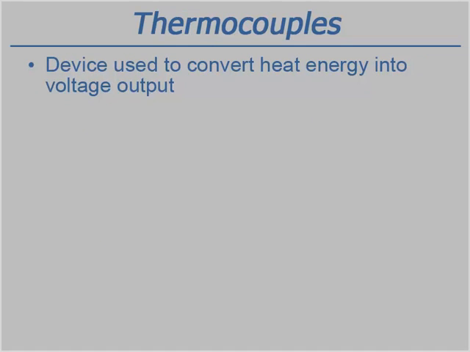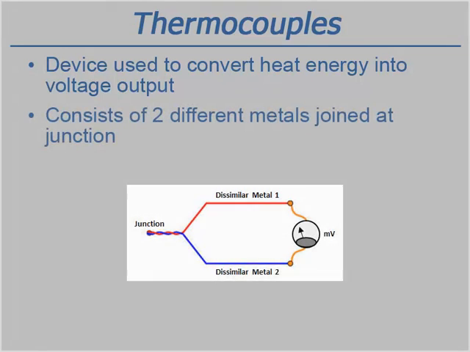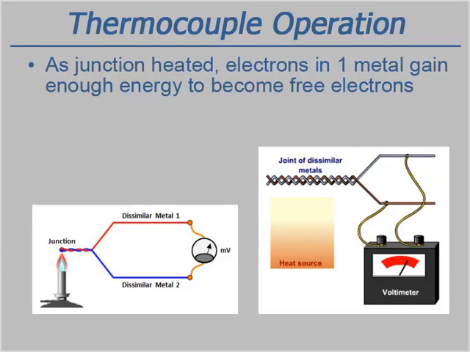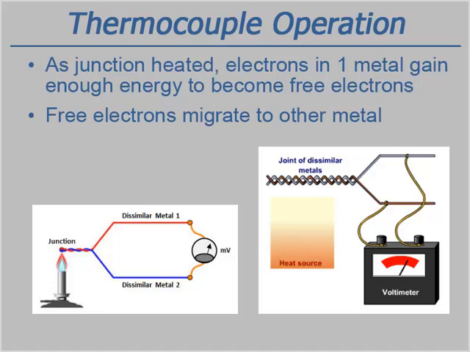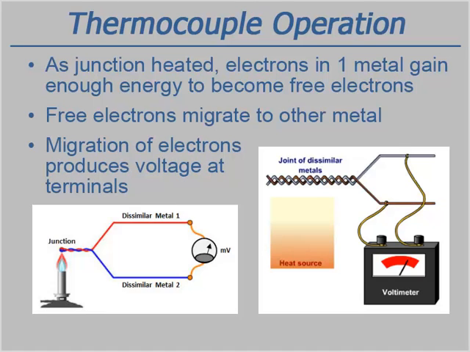A thermocouple is a device used to convert heat energy into a voltage output. The thermocouple consists of two different types of metal joined at a junction, as shown in the diagram. As the junction is heated, the electrons in one of the metals gain enough energy to become free electrons. These free electrons will then migrate across the junction and into the other metal. This migration of electrons across the junction produces a voltage at the terminals of the thermocouple.